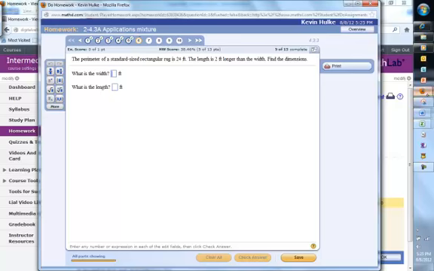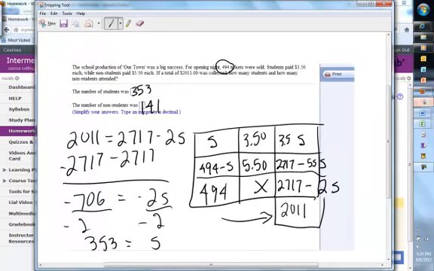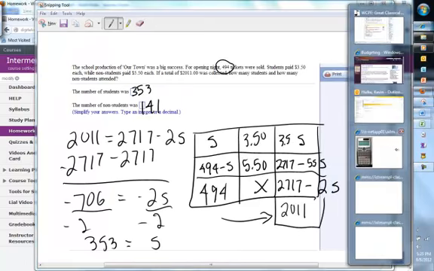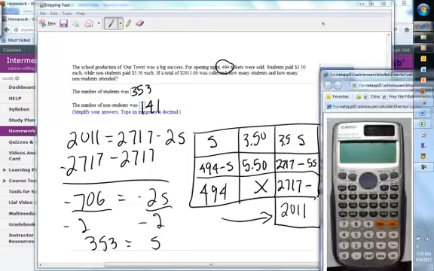Now we've got a problem that we can use 2 variables for. Here we go. Let's get our calculator up too while we're at it. Come on now. My pencil is giving me problems here.